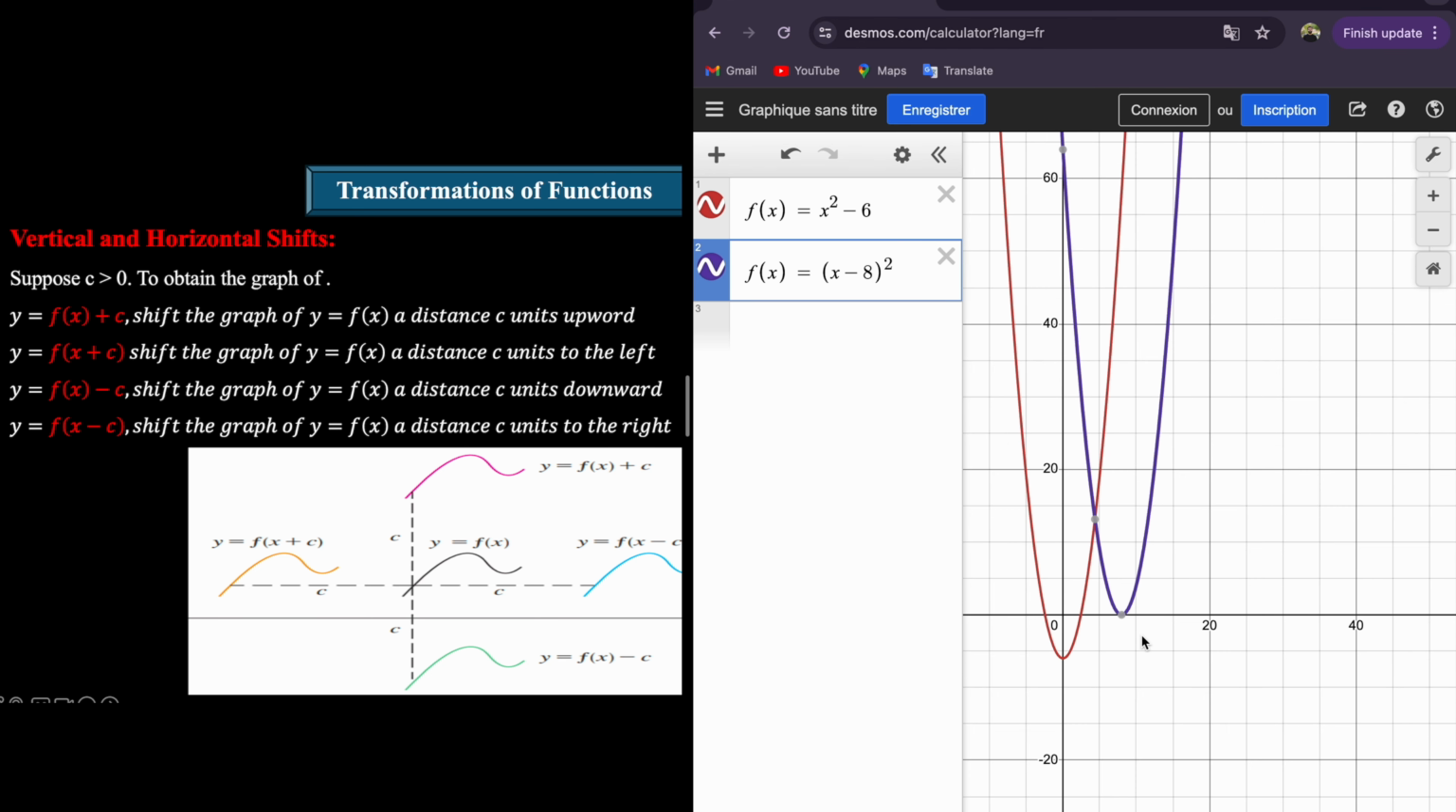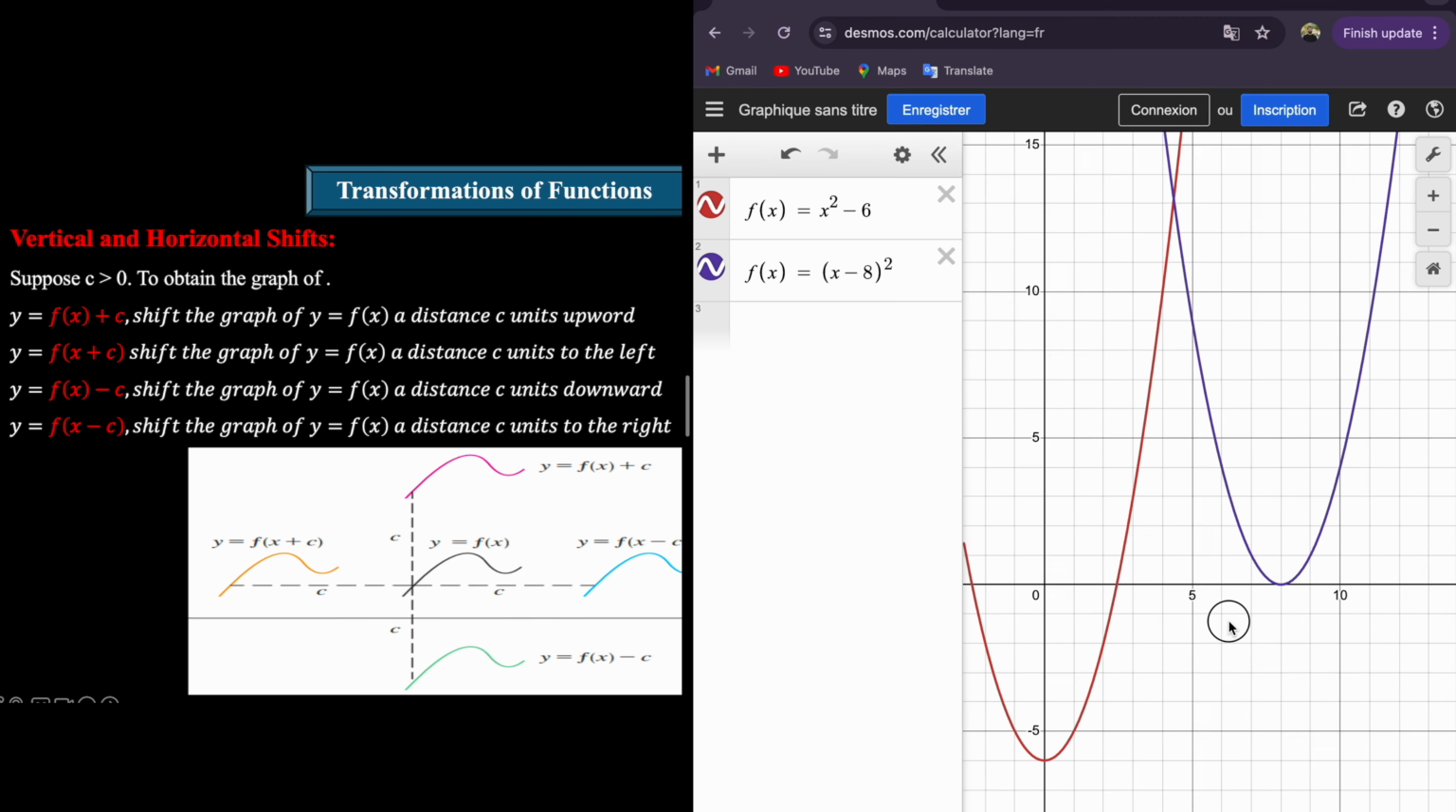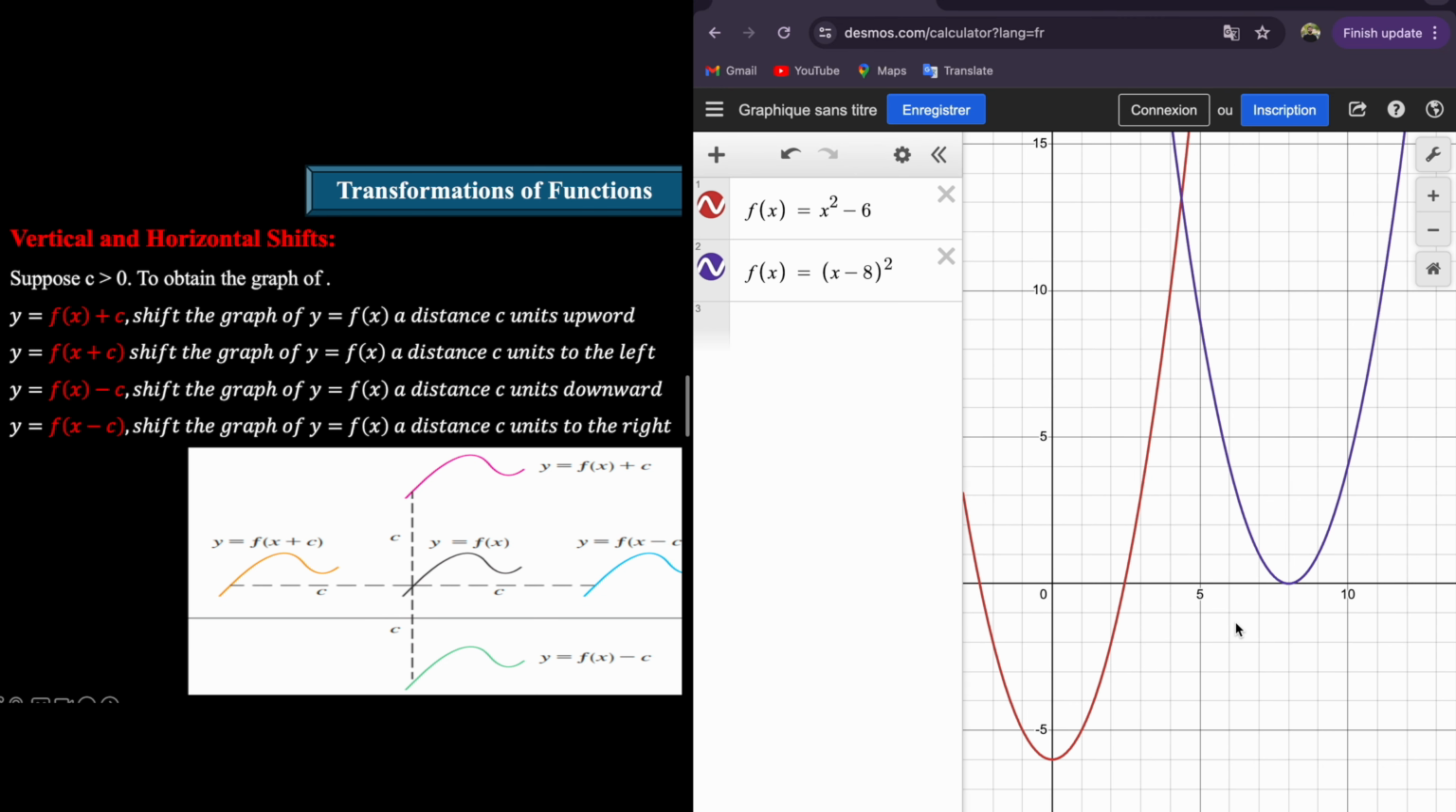So this is the idea. I hope you found this tutorial helpful. And as we said, in the next video, we'll talk about the stretching, shrinking, and the reflecting of the function.